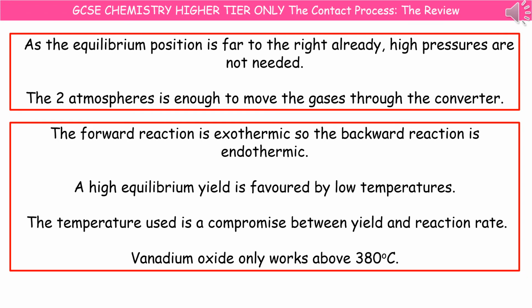When we consider why we've selected those conditions for the stage 2 reaction, because the equilibrium position is far to the right already, then we don't need high pressures, so we use the 2 atmospheres just to move the gases through the converter. The forward reaction is exothermic, which means our backward reaction is endothermic. We know a high equilibrium yield is favoured by low temperatures, but we use a compromise between yield and reaction rate, and therefore we're going to use the 450. It's also worth remembering that vanadium oxide, the catalyst, only works above 380 degrees Celsius, so we couldn't pick a temperature lower than that anyway.